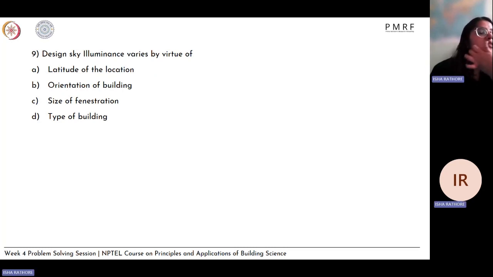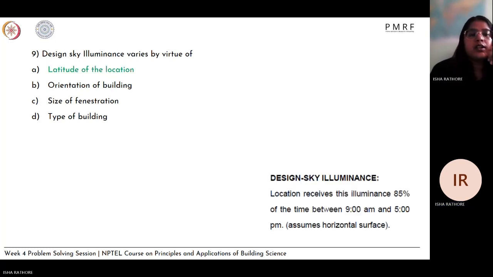Okay, so we looked up at this also. So this was in the definition of design sky luminance. So the correct answer is A, the latitude of the location.